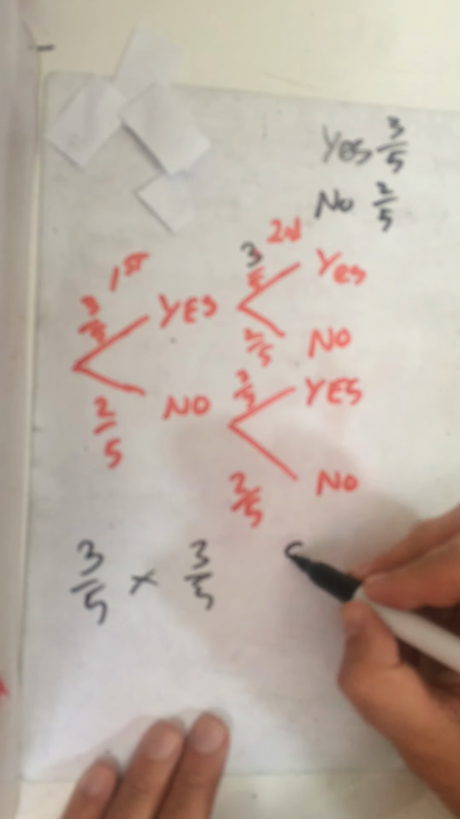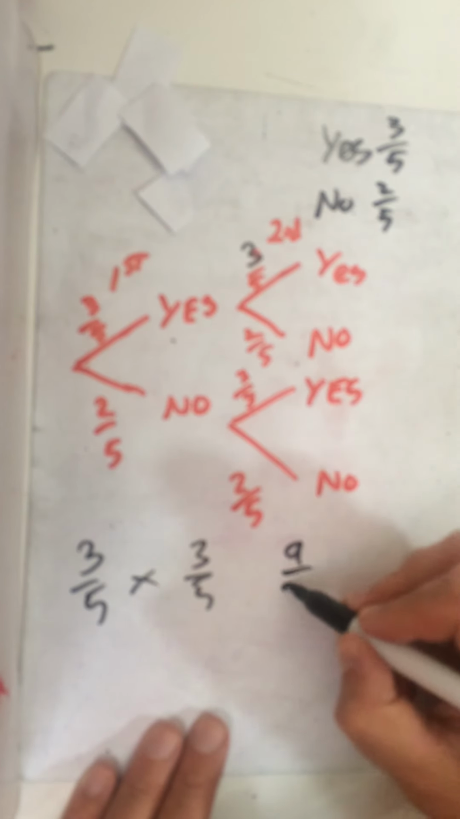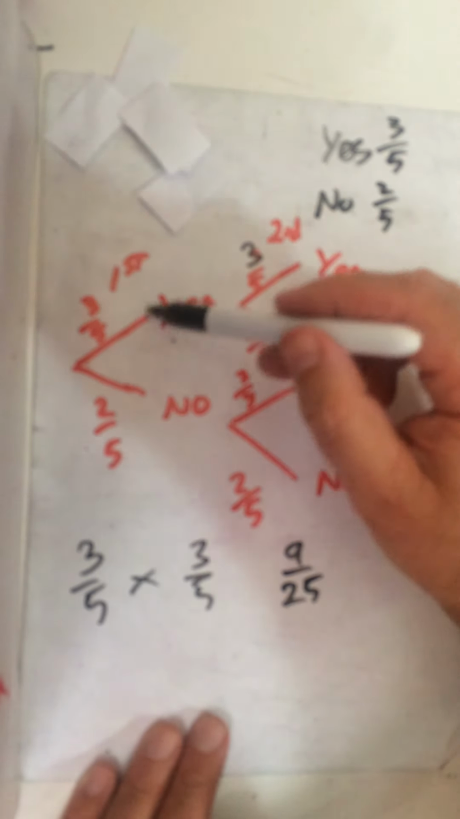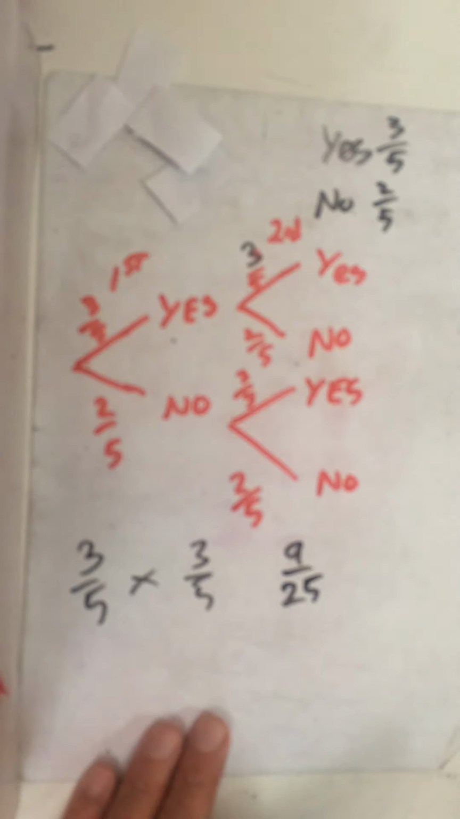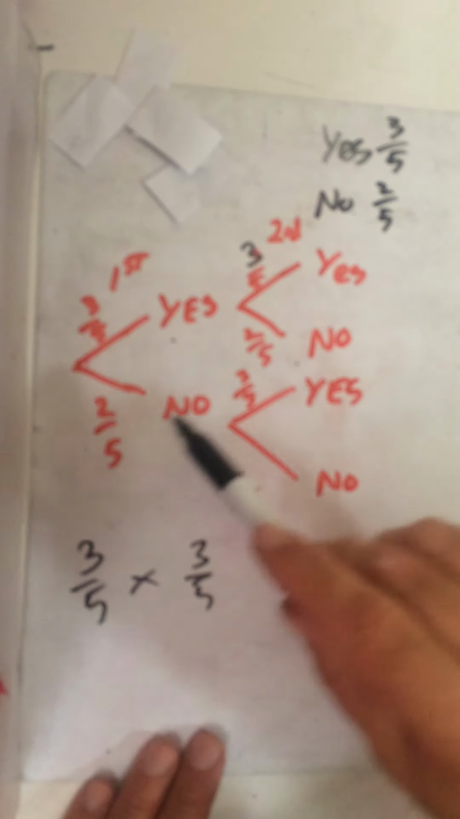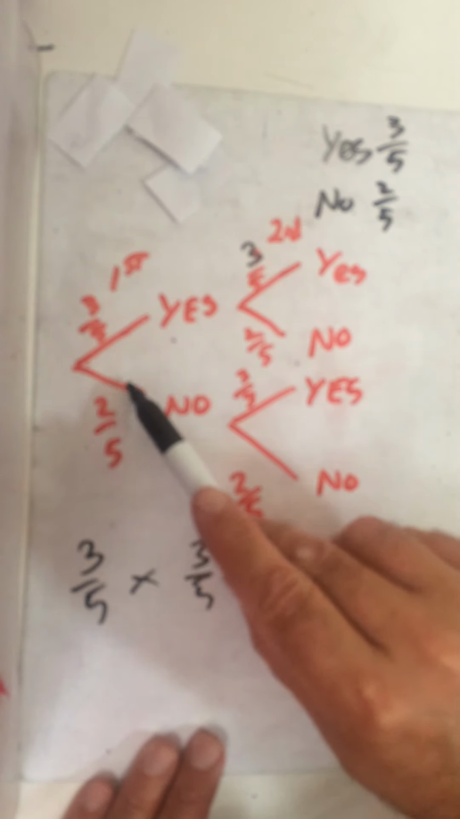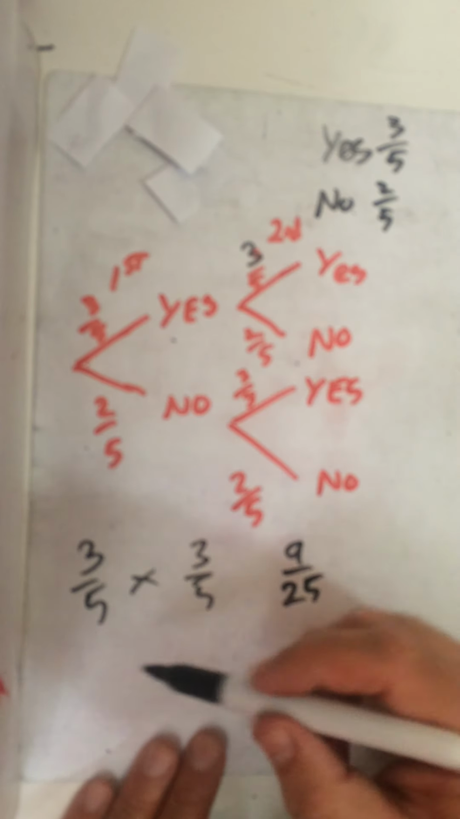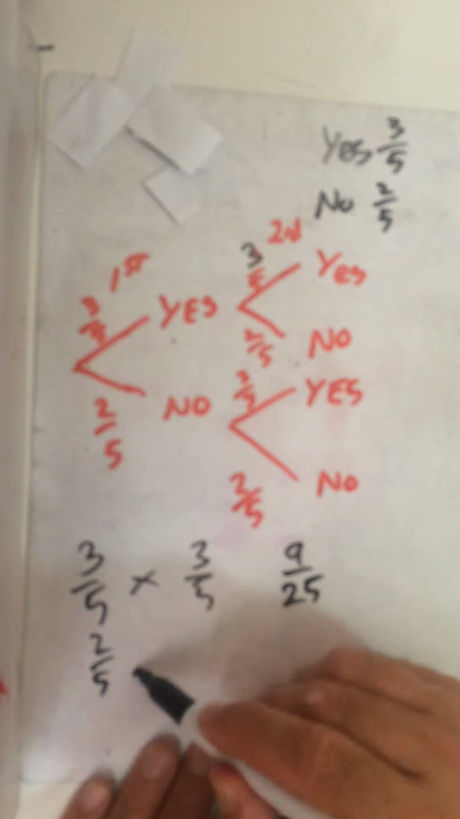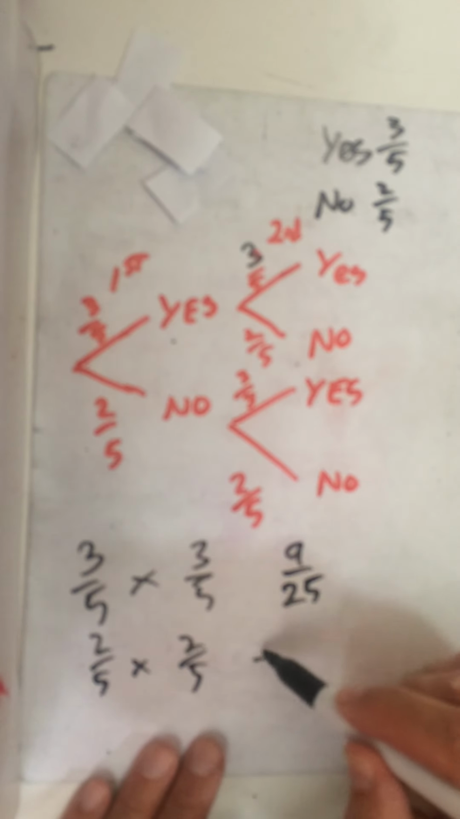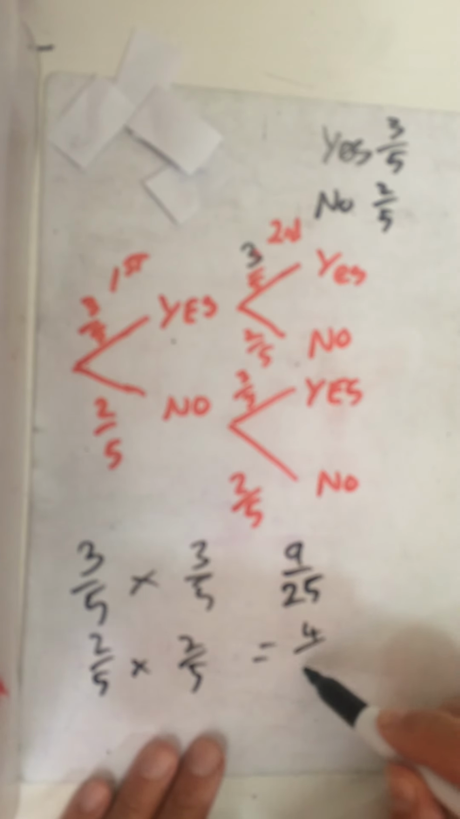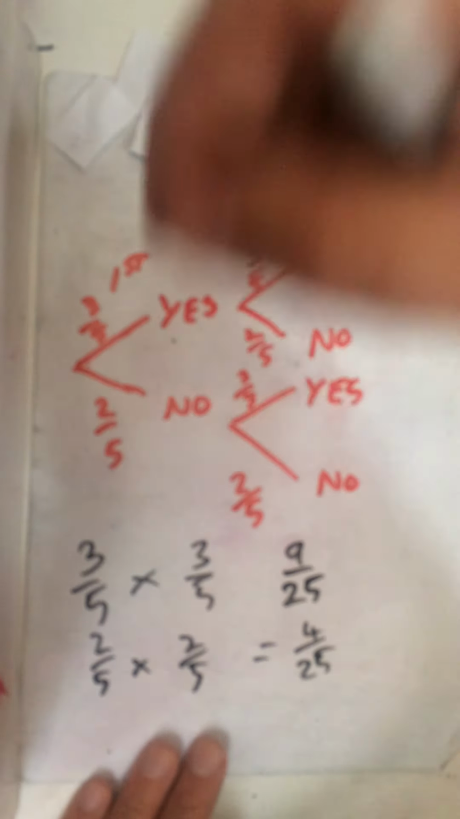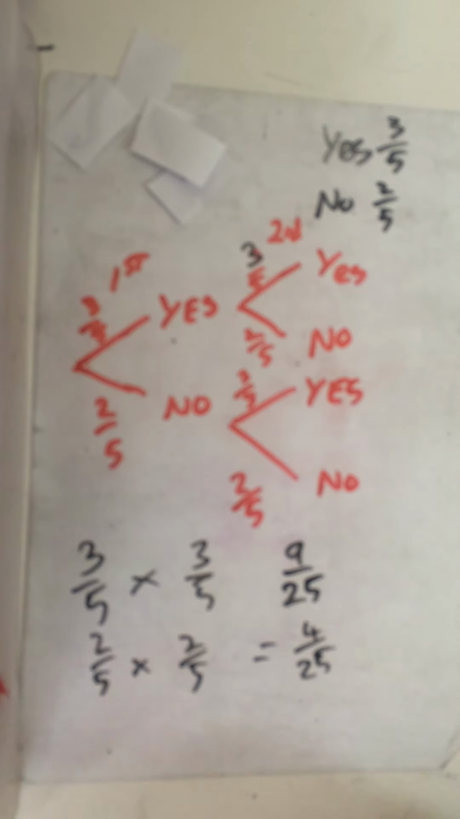So that makes it a 9 in 25 chance that you would get yes and yes when you're doing these cards. And the same if you get a no and no. It's a 2 in 5 chance to get to there, another 2 in 5 chance, so that would be 2/5 times 2/5. That would be a 4 in 25 chance of getting a no in your first one and then a no in the second.